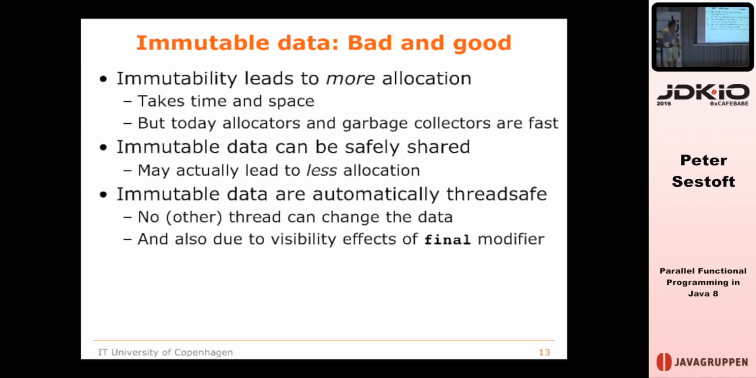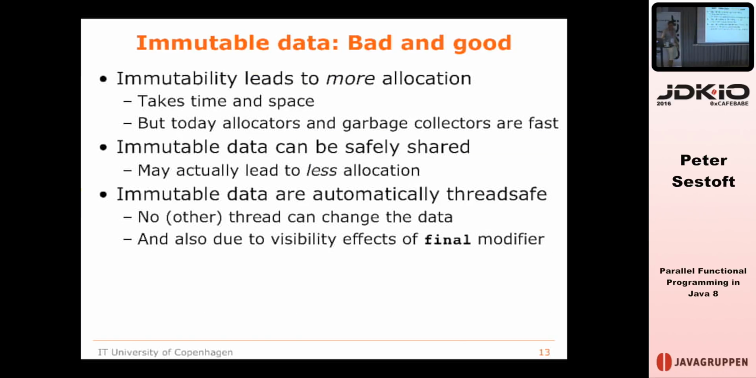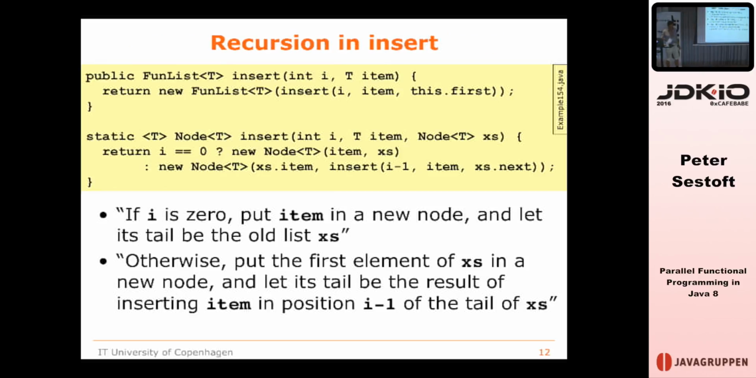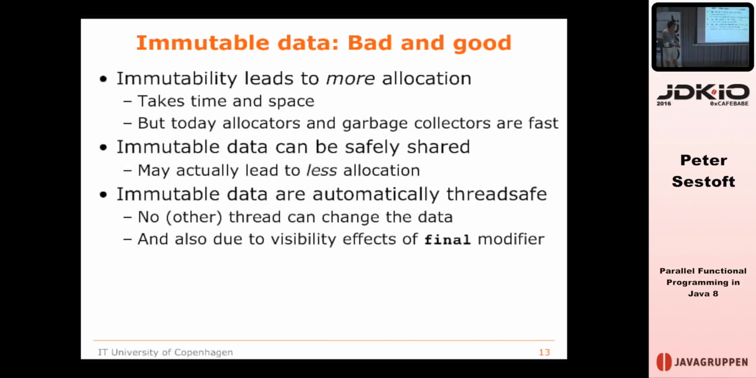Let's see. So, immutable data, that's what we had here. And this is supposed to illustrate how to use and compute with immutable data. There's something bad and something good about immutable data. Immutability obviously leads to more allocation, as you can see here. When we want to remove the element number 3 from list 2, we actually have to duplicate a lot of stuff, potentially a really, really large amount of stuff.